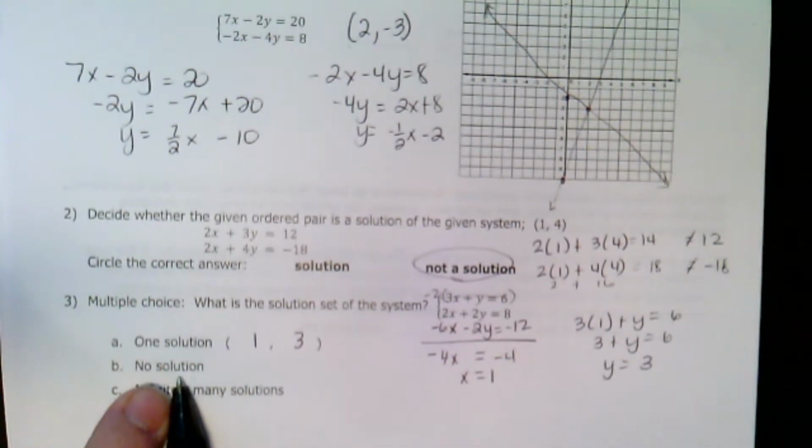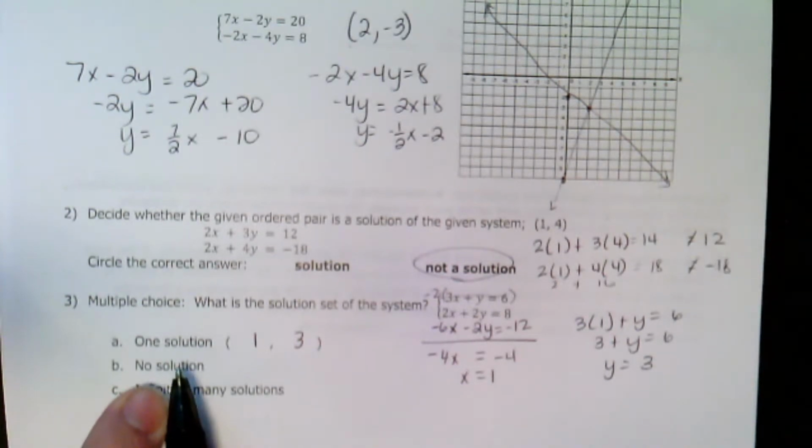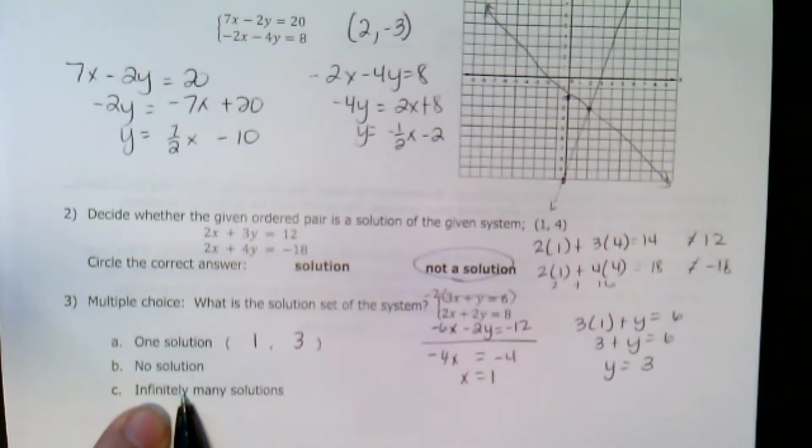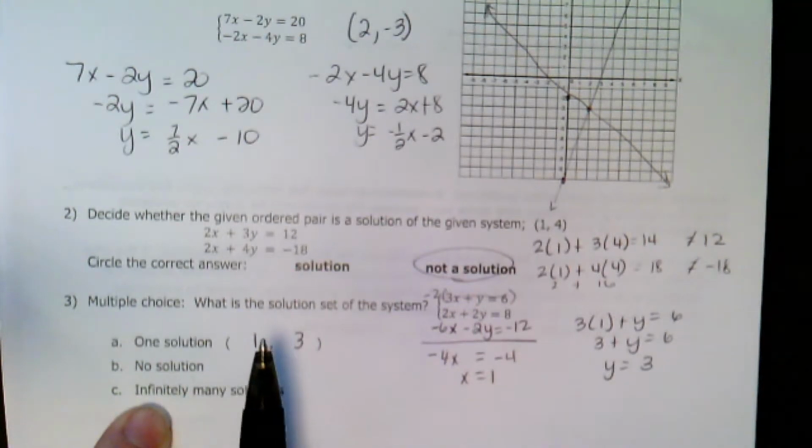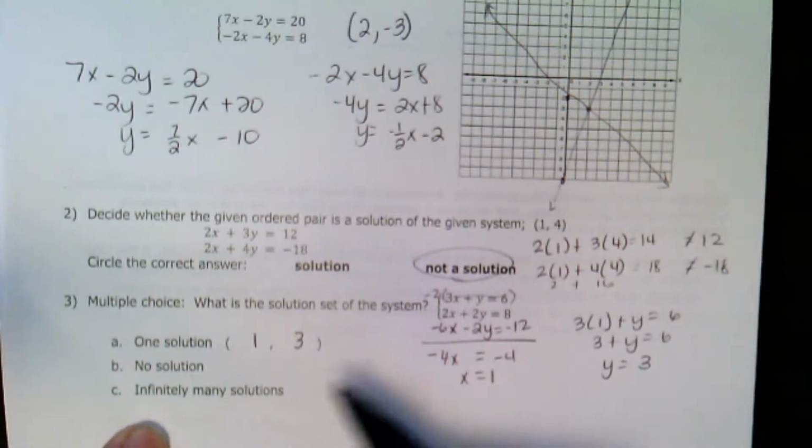For no solution, your variables would cancel out and then what's left would not be equal. So you would have something like 6 equals 8. For infinitely many solutions, if your variables cancel out and what's left is true, then it's infinite. So if everything is canceled out and it's 0 equals 0 or 8 equals 8 or whatever, then it would be infinitely many solutions.